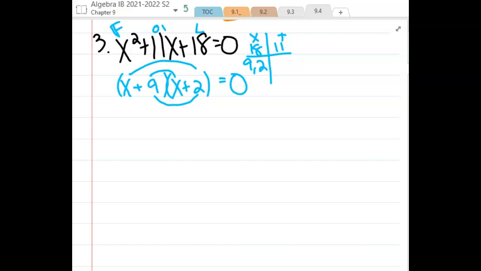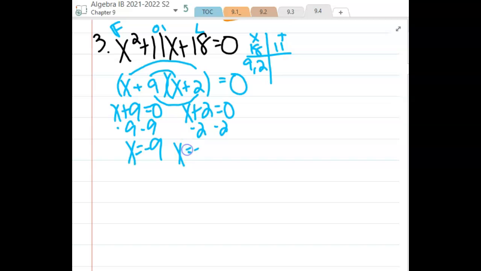Alright, here's the thing. I'm multiplying two things together. x plus 9 times x plus 2 equals 0. The only way I can multiply these two things together and get 0, either x plus 9 would have to be 0, because if that first set of parentheses is 0, 0 times x plus 2 would give me 0. Or x plus 2 would have to be 0, because x plus 9 times 0 would give me 0. So, subtract 9, x equals negative 9. Subtract 2, x equals negative 2.